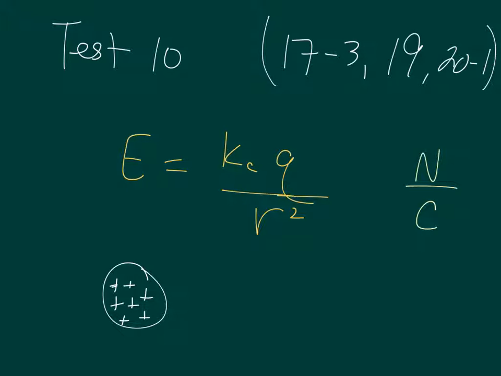So, draw the lines around this positive source. And then to the right of it, draw a negative source.